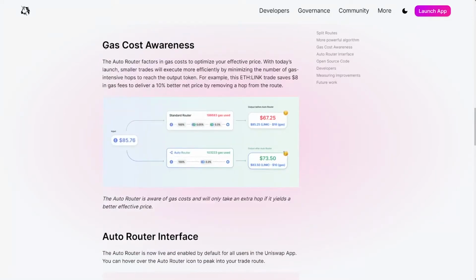And finally we have the gas cost awareness, which means that the auto router now factors in the gas cost, and this is especially for the small trades, where it will now minimize the number of gas intensive hops to reach the output token. So for example, on this picture we have the ETH to Link swap, which saves $8 in gas fees and delivers a 10% better net price by removing this one hop in the route. So pretty much you are getting more out of your input, so that's a win for you as a trader.